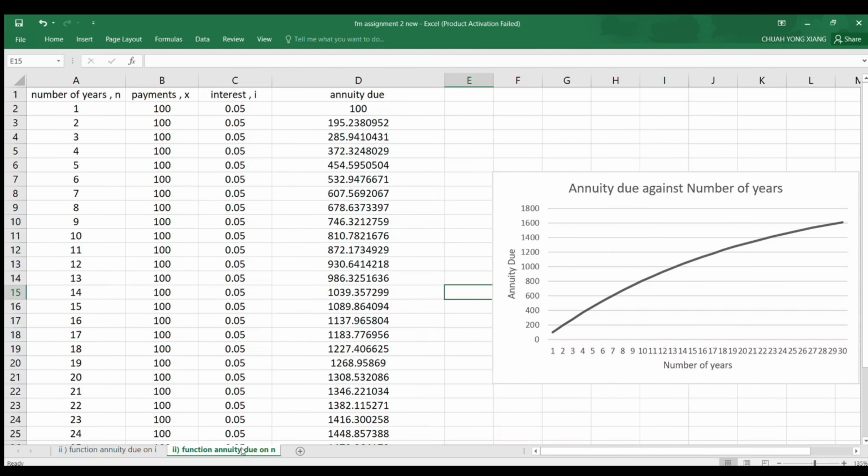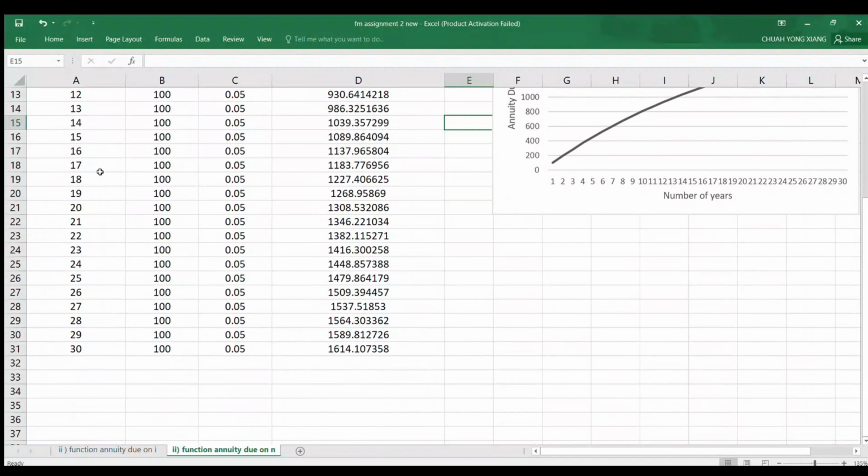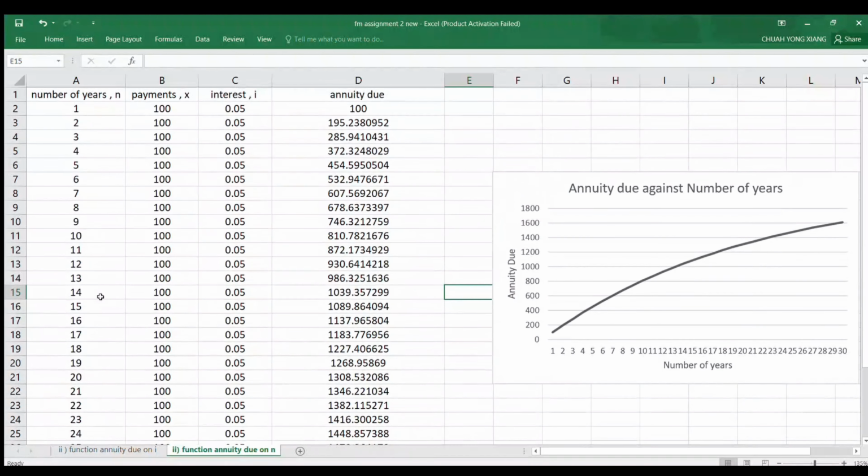Next, we proceed to our next part where we let the function annuity yield be on the number of years, where the number of years increases from 1 up to 30. Then we fix our payment at 100 and our interest at 0.05.